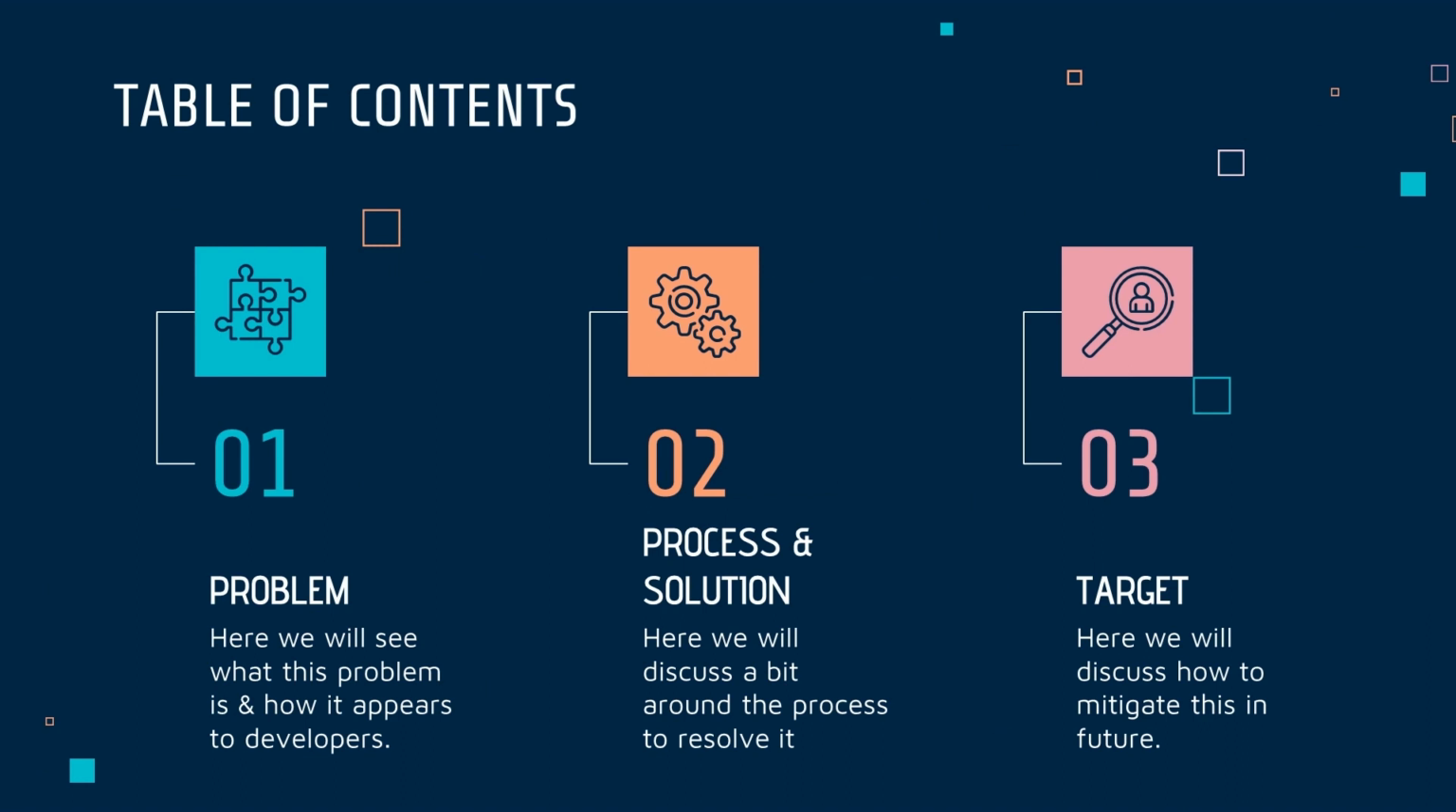In the very first step, we see what the problem is and how it actually appears to developers. In the second step, we discuss the process and the solution around it. And in the very last step, we discuss a quick tip that would help you to avoid or mitigate this problem in your future projects. So without wasting any further time, let's start with step one.